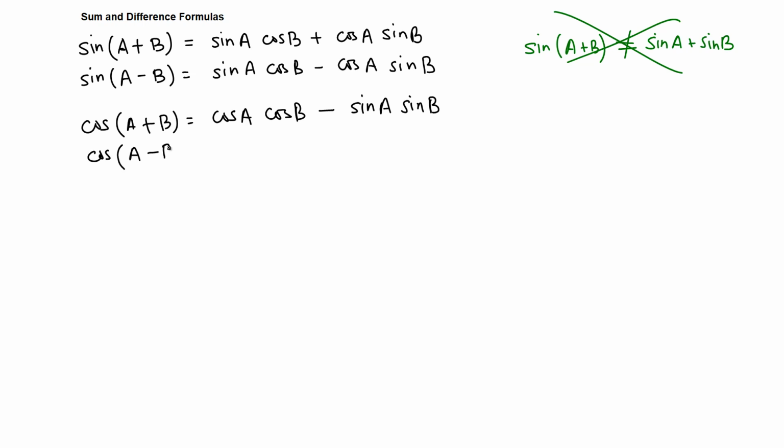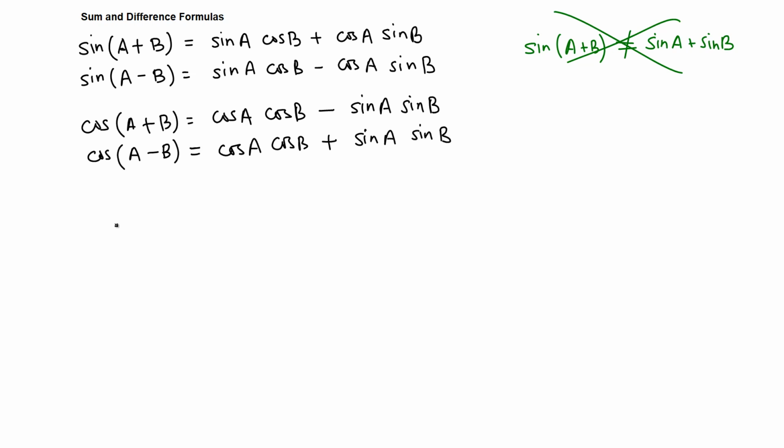Cosine of A minus B, now this will be positive in the middle: cosine A cosine B plus sine A sine B. Again, we cannot just distribute cosine because cosine itself does not make sense. Cosine of something makes sense. So this is not a product that you can distribute.